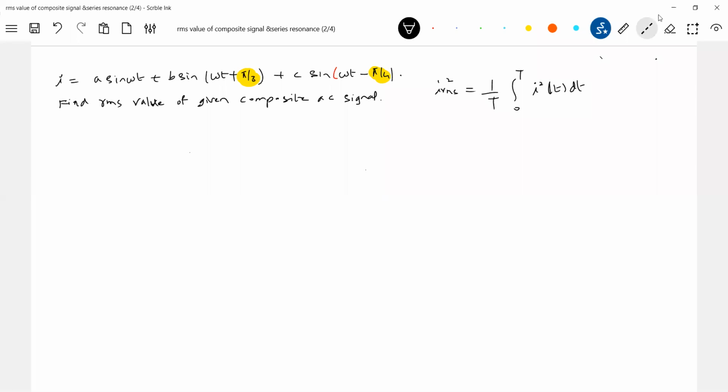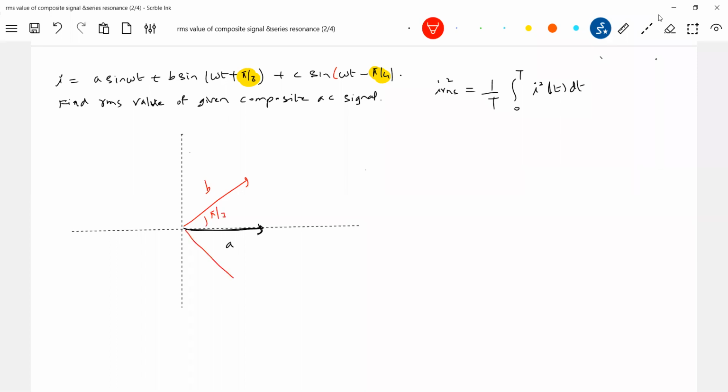So what is the alternative? I will treat the individual components as vectors. Already, I think in superposition of SHM we have done a similar idea. So this is having a phase of, then pi by 3 the magnitude. C is having a magnitude of pi by 4.